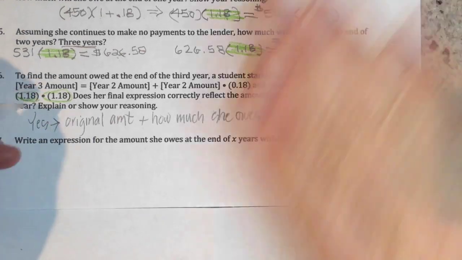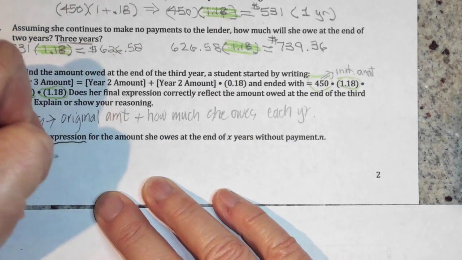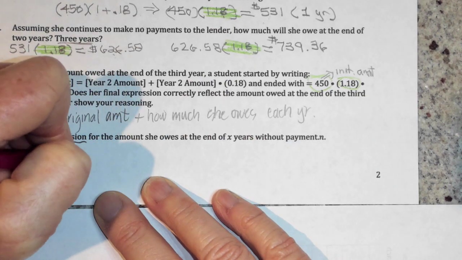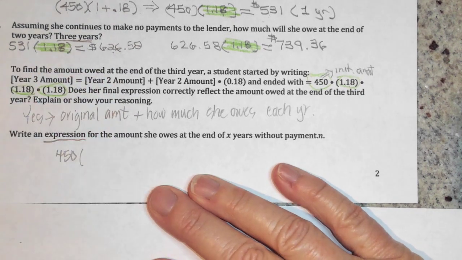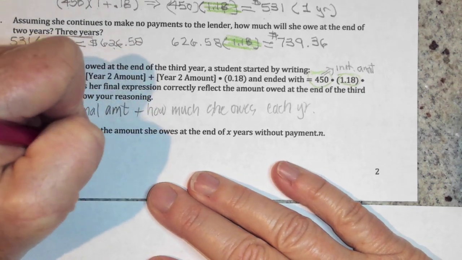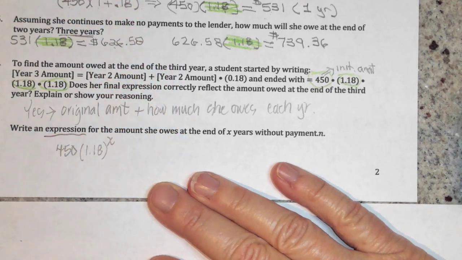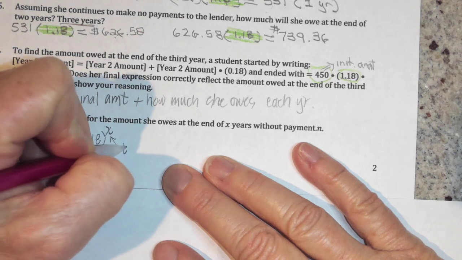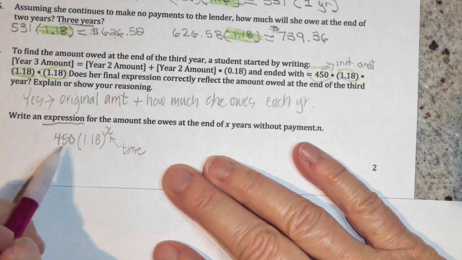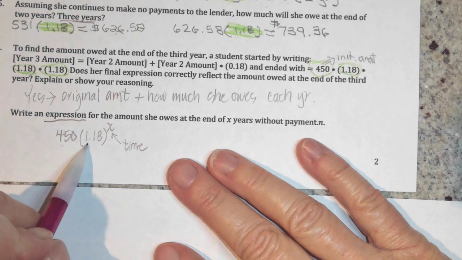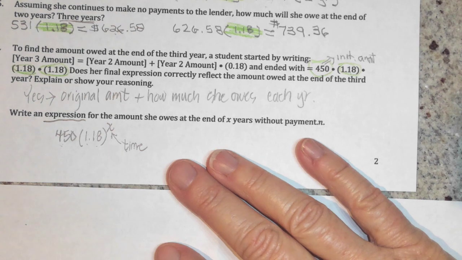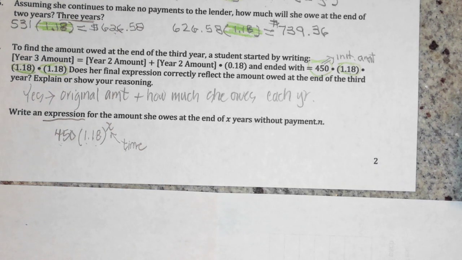So what is it going to be? An expression means we're going to take the original amount and multiply that by her rate of 1.18, and that's going to be raised to the X. What is the X reference? Here's our time. 450 is what she starts with. 100% always of the previous year plus 18% more, and the time is our X. So that's how we would figure out how much money she owes.